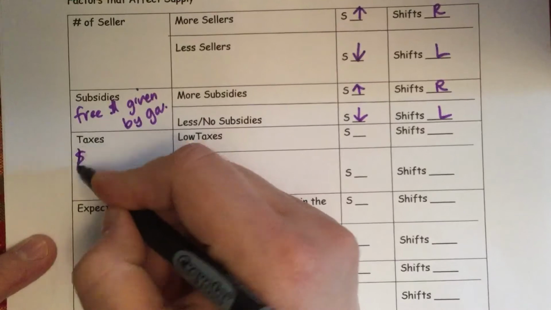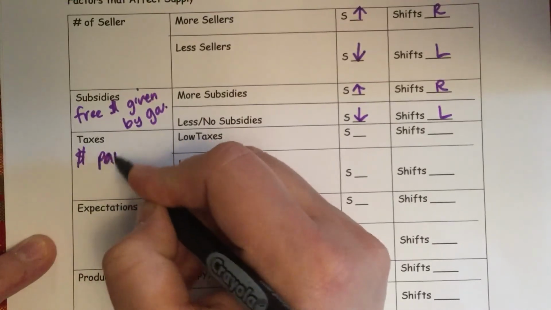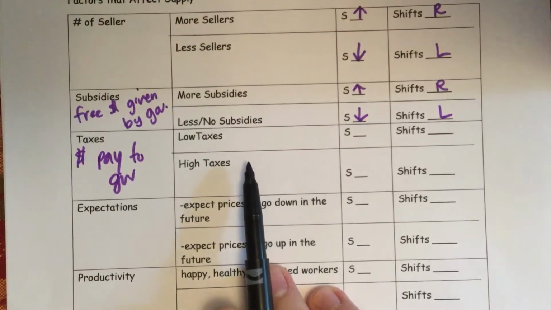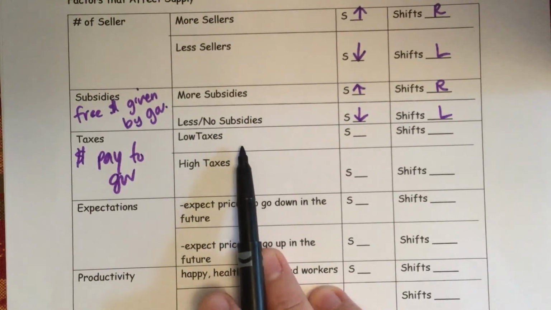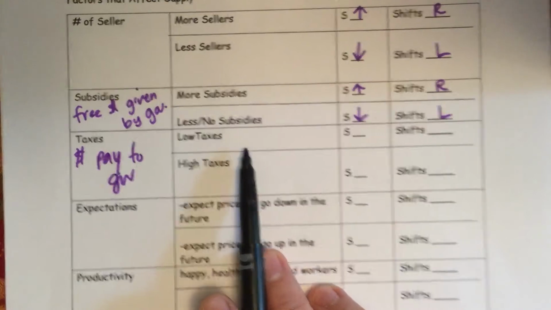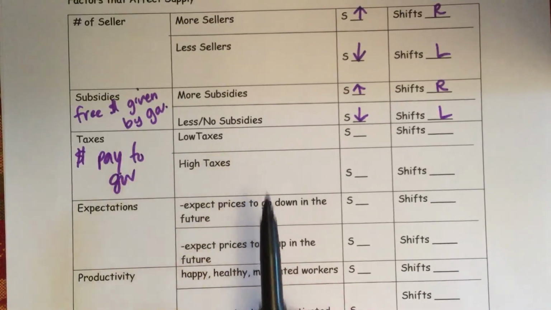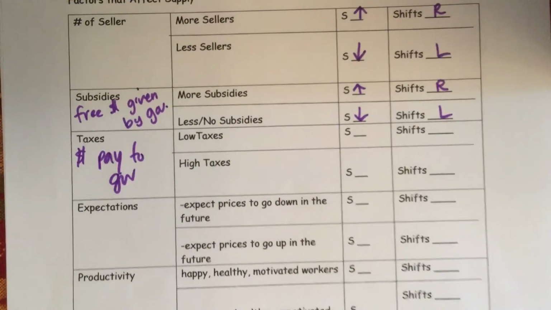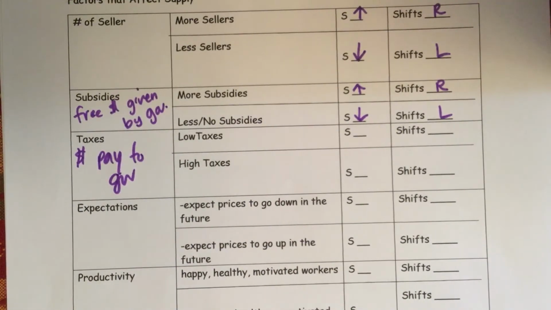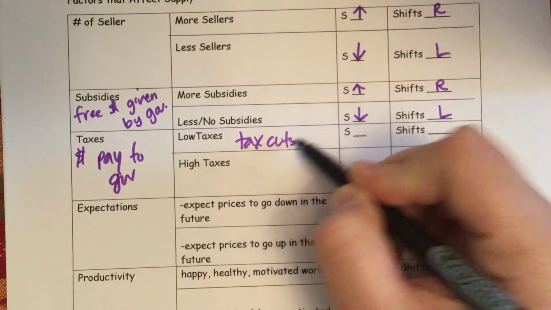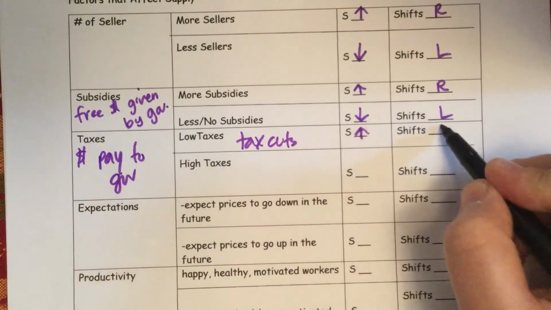This is money that businesses pay to the government. So if we have low taxes, we don't have to pay as much as a business to the government, which means that we have more money to produce and to increase our supply of whatever good or service we're producing. This is when you have tax cuts, so then supply would increase and shift to the right.